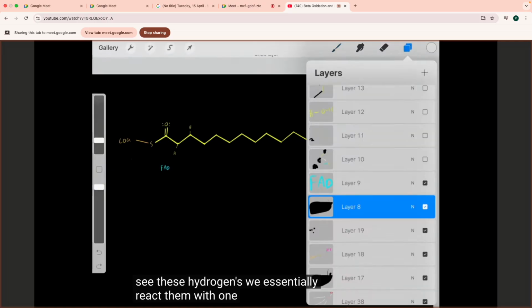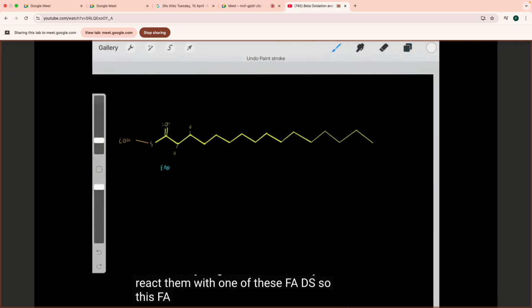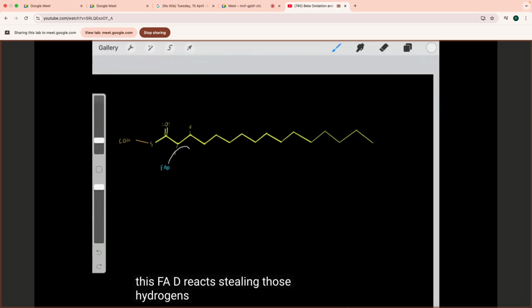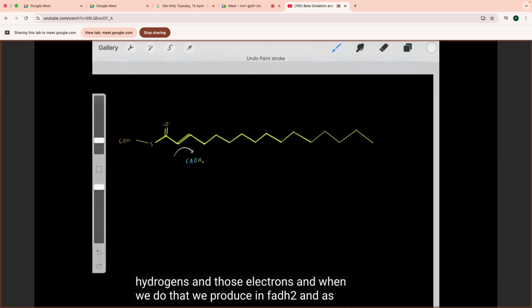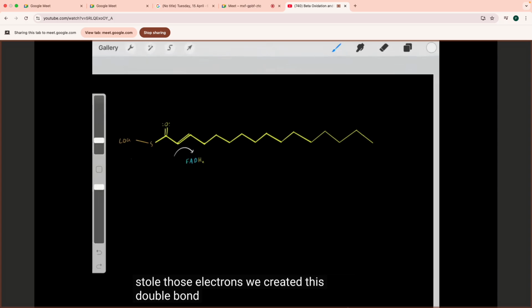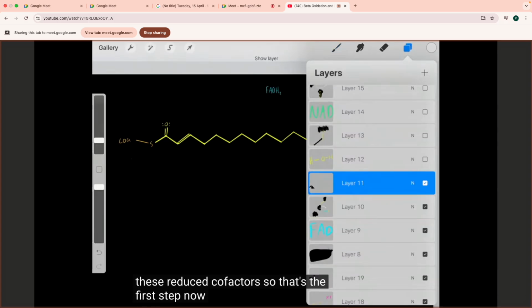We essentially react them with one of these FADs. So this FAD reacts, stealing those hydrogens and those electrons. And when we do that, we produce an FADH2. And as we stole those electrons, we created this double bond. So now we've created one of these reduced cofactors. So that's the first step.